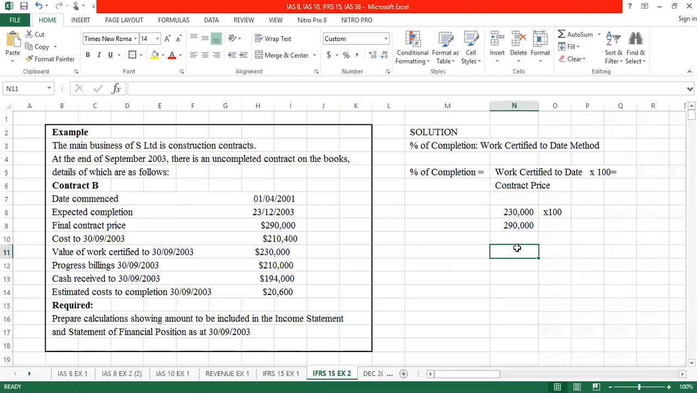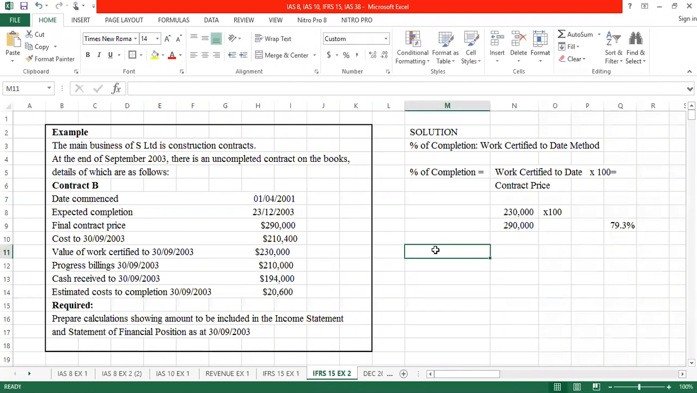So the answer is 230 divided by that, times, of course, 100. So it is 79.3. And we can put it to 2 decimal places or 1 decimal place, just be consistent. So up to there, I hope we are together. So that is the percentage. Now with that, you can go and attempt the question.